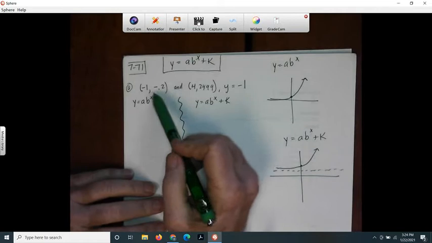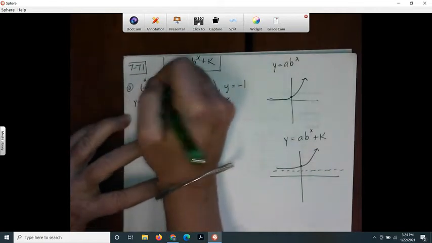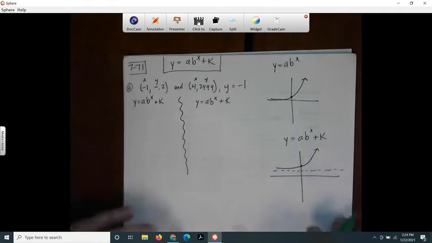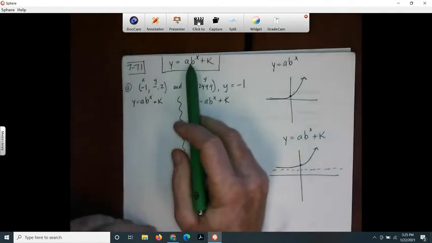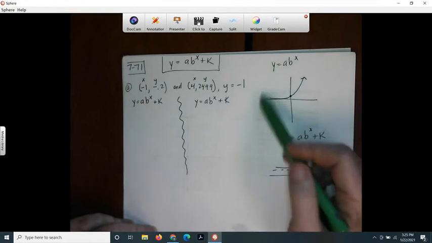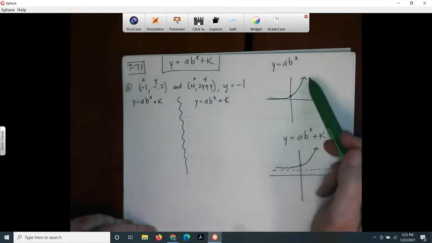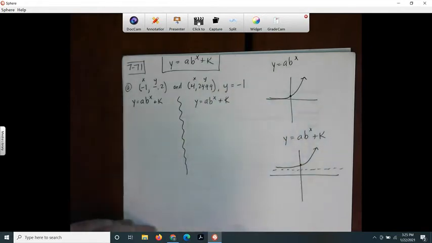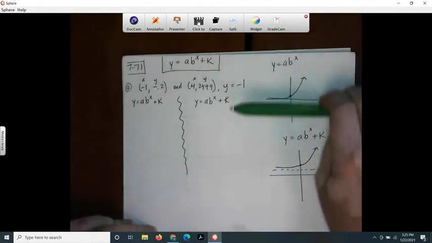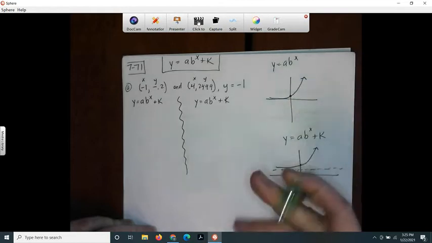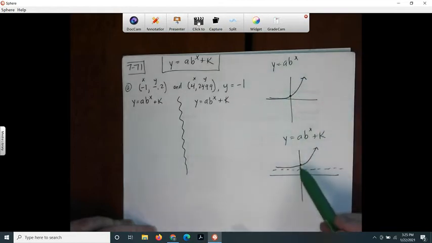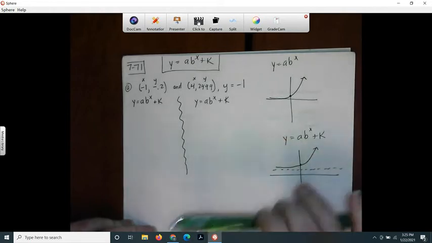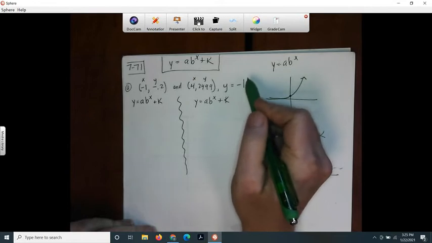I got the points. This is x and y, x and y. So if you recall, y equals a times b to the x is just your basic exponential function. It's one of your parent functions. And if you add k to it, k gives you this vertical translation. So you can take this parent function and move it up by some number k, or you can shift it down. That's what they're talking about with the horizontal asymptote.